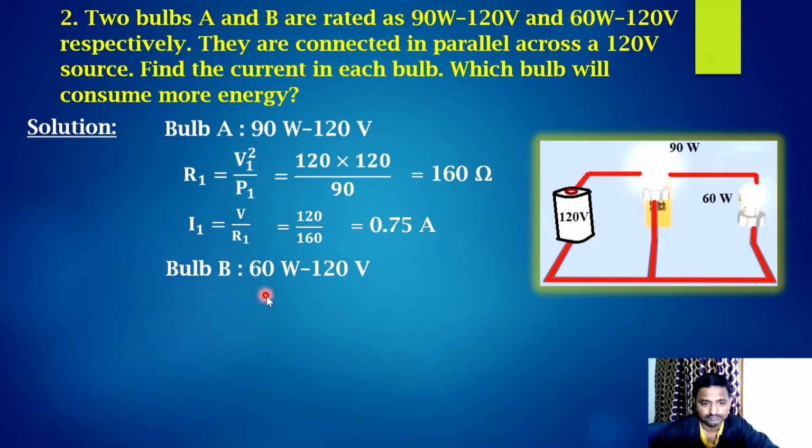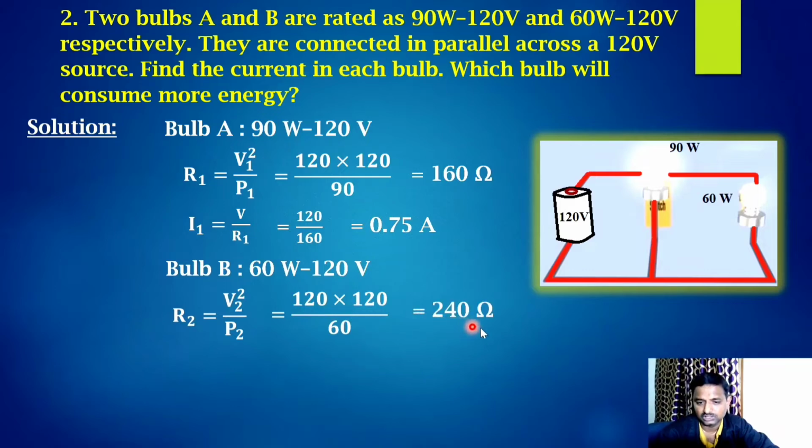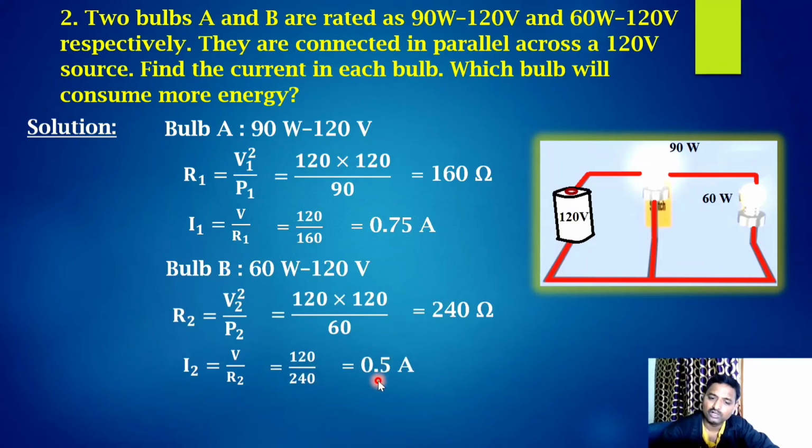Now for bulb B, we know that its rated power is 60 watt and rated voltage is 120 volt. So we will calculate the resistance of this bulb B, that is R2 is equal to V2 square by P2, that is equal to 120 into 120 by 60. We got 240 ohm. So we will calculate the current through this bulb B, that is I2 is equal to V by R2. So that is 120 by 240. So we got 0.5 ampere.